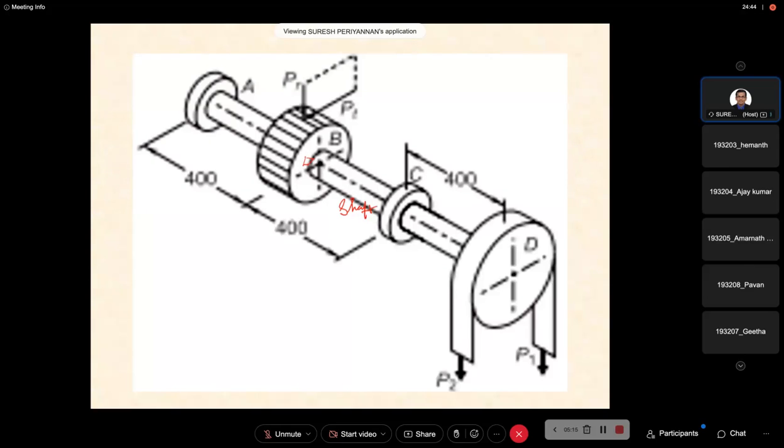We discussed different types of keys: sunk key, rectangular sunk key, square sunk key, and so on. These are the things we discussed in the first chapter: shafts, couplings and keys. The second chapter we discussed gears, and the different types of gears.